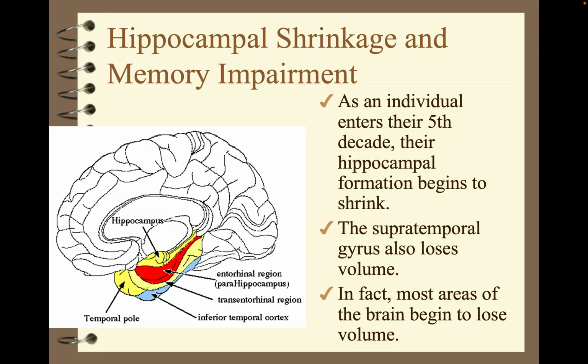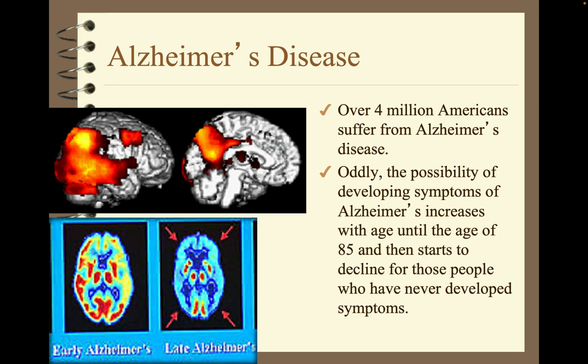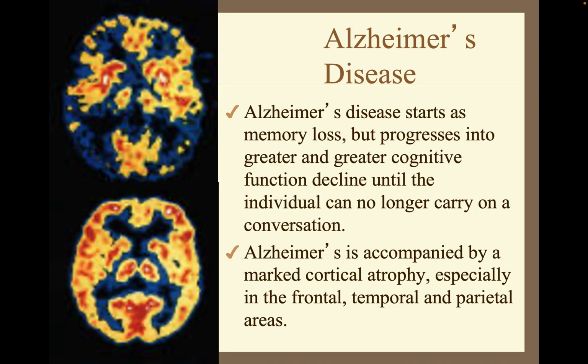As an individual enters their fifth decade, their hippocampal formation begins to shrink. The supratemporal gyrus also loses volume. In fact, most areas of the brain begin to lose volume. Over 4 million Americans suffer from Alzheimer's disease. Oddly, the possibility of developing symptoms of Alzheimer's increases with age until the age of 85 and then starts to decline for those people who have never developed symptoms.